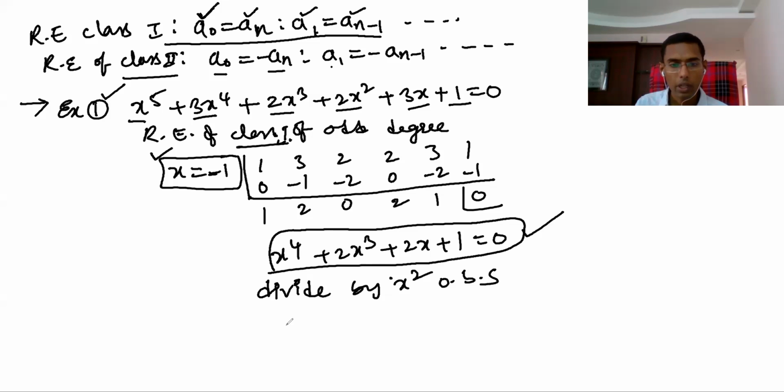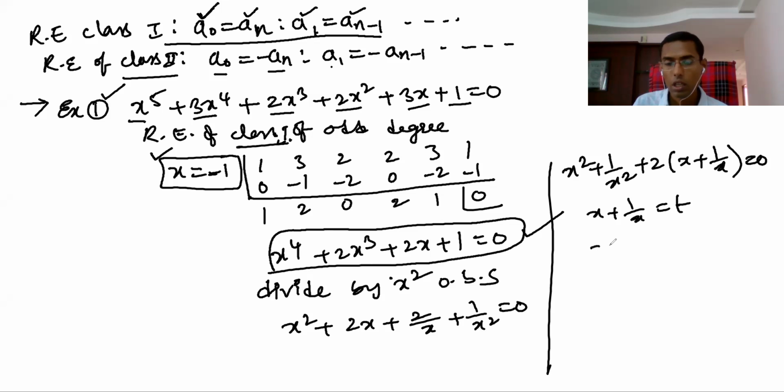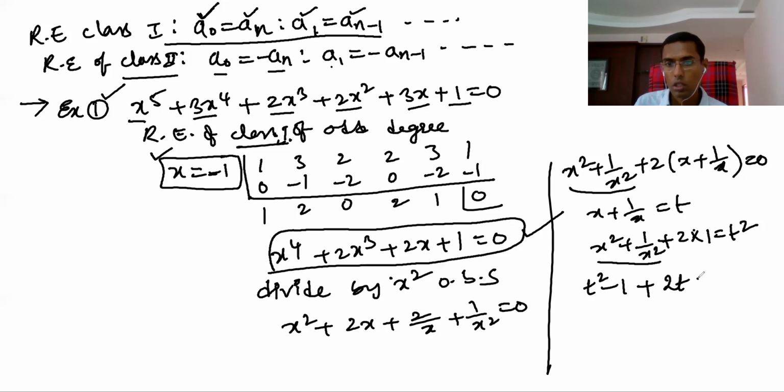Right. So now dividing by x square, we get x square plus 2x plus 2 by x plus 1 by x square equal to 0. You know this process, so I'll make it fast. So x square plus 1 by x square is one term, and 2 into x plus 1 by x is another term. Here take x plus 1 by x as some t. Then a square plus b square plus 2ab, where 2ab means x into 1 by x, which is 1, equals t square. So x square plus 1 by x square is t square minus 1. This part is t square minus 1, and this part is 2t. This is equal to 0.